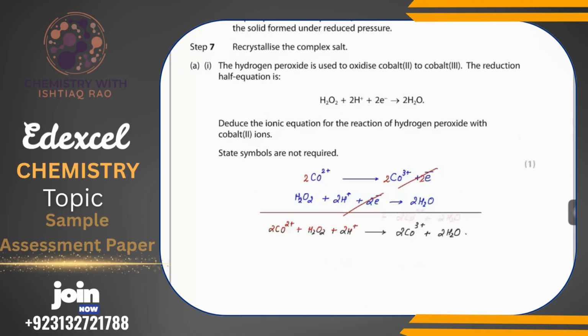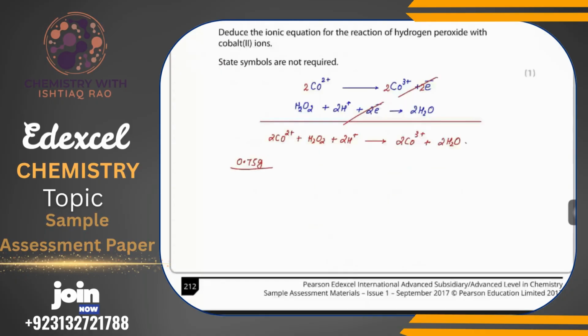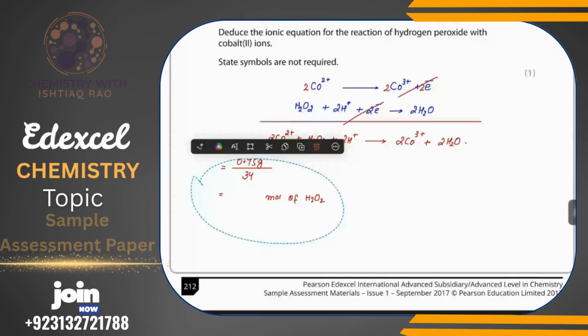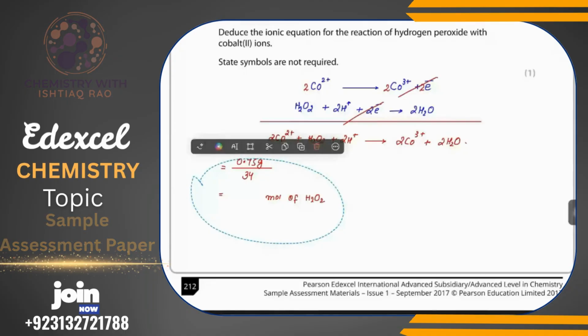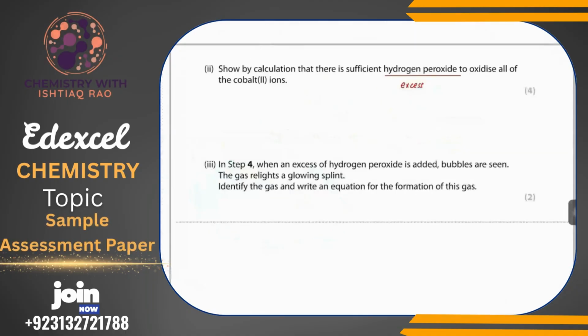0.75 grams is the mass of H2O2 divided by its MR, that is 34. It's going to give you the moles of H2O2. So that is 0.0221 moles of H2O2, right? Yeah, 0.0221.